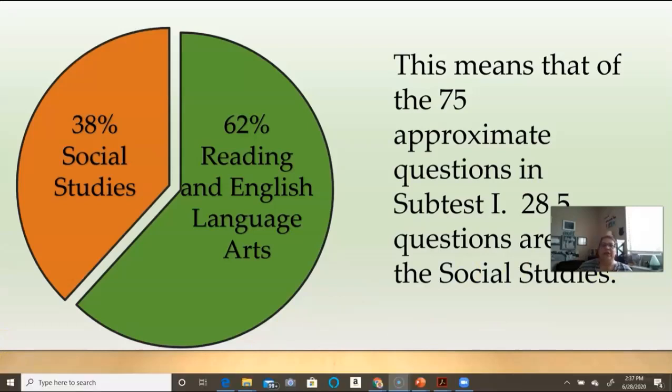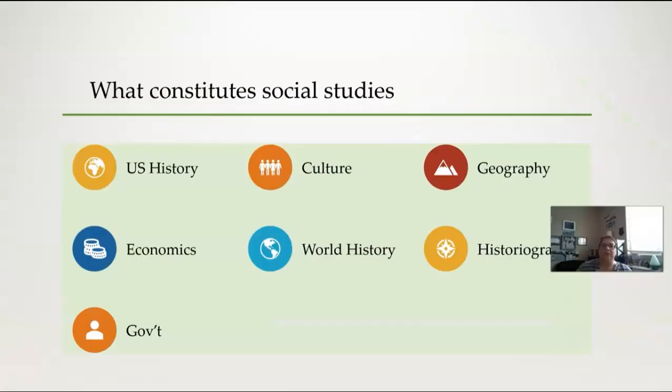So now let's go on and look at what constitutes social studies. Social studies is made up of U.S. history, culture, geography, economics, world history, historiography, and government. I'm going to discuss what these are. By the way, if you don't know what historiography is, it's the actual literature, the written word, the stories behind the people. I know it sounds crazy because it seems like it all is in history, but history really does have broken down sections.